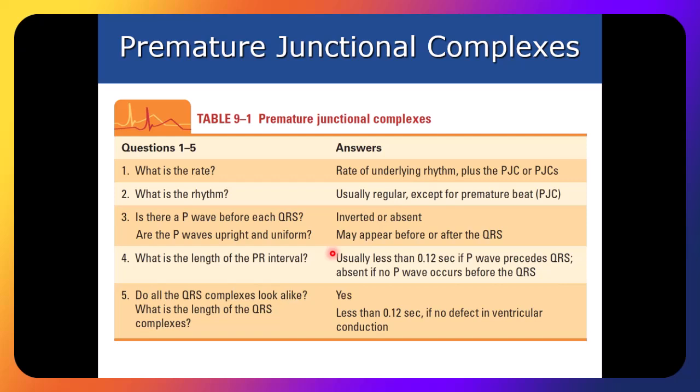Now, your PR interval is usually going to be less than 0.12 seconds. If you have a P wave that is not there, obviously, if you can't identify a P wave, you don't have a PR interval. We've already identified that in what 2 rhythms? We've already talked about that in what 2 rhythms?